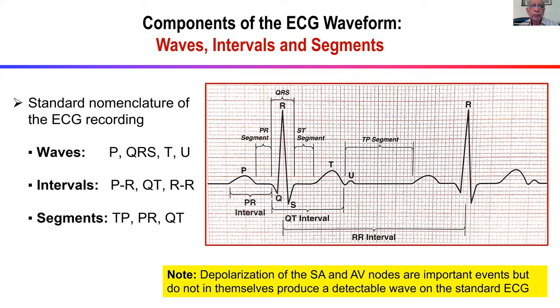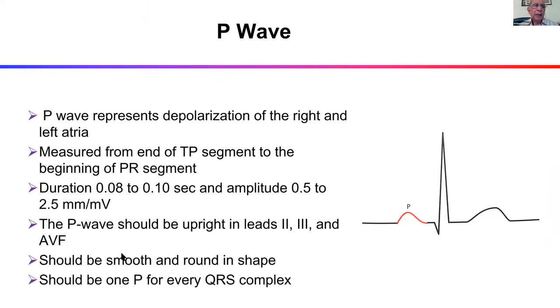So what we see over here is mainly the atrial and ventricular electrophysiological function of the heart recorded as the ECG. The P wave is usually due to the depolarization of the left and right atrium, and is usually measured from the TP segment to the PR segment. You can see this is the TP segment, and the PR segment has been measured. The P wave should be upright in leads II, III, and aVF, and should be smooth and round in shape, like this one.